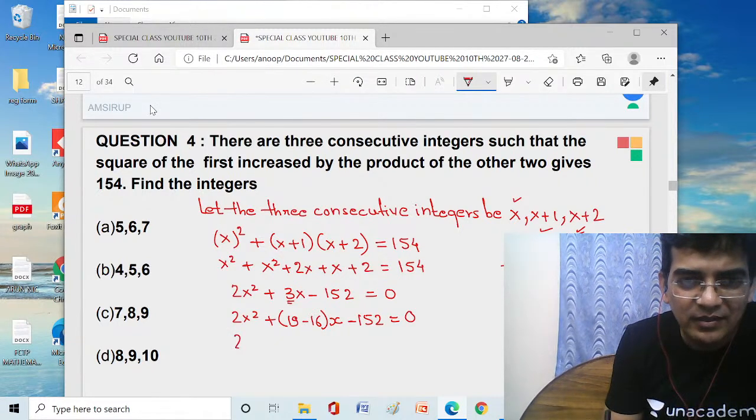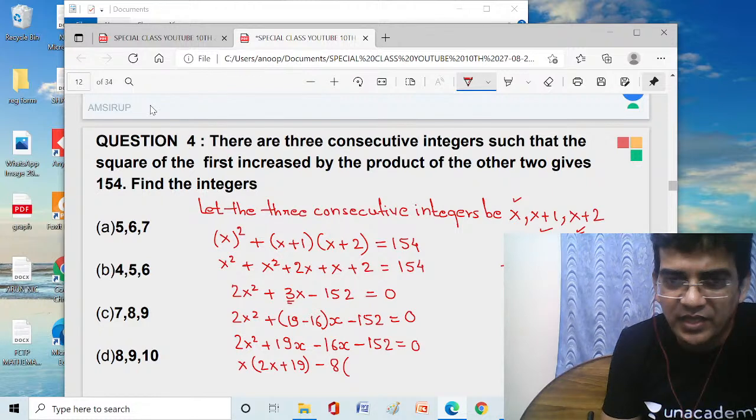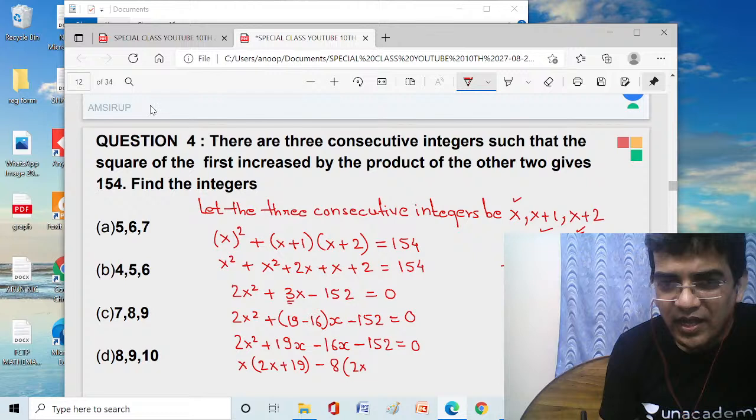Okay, so let's open the bracket. Let's see what will be the result. 2x squared plus 19x minus 16x minus 152 is equal to 0. Now here you can say x is common. So okay, I will take x common. So I'm left with 2x plus 19. Okay. So what can be common here? So you will say you can take 8 common here. See, in between these two you can take 8 common. So if you take 8 common, you are left with 2x, and as you are taking the negative sign common, so you will say sign within the bracket will change. Now from these two you can see 2x plus 19 can be taken common. So you are left with x minus 8 is equal to 0.